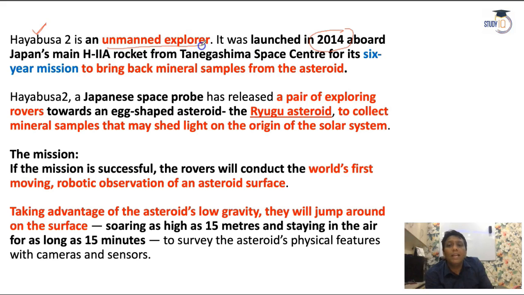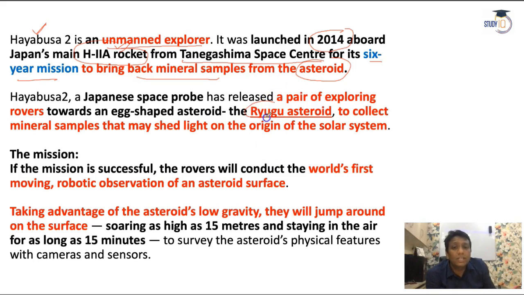It is an unmanned explorer, sent with the help of the H2A rocket from the Tanegashima Space Center. And that is a 6-year mission, guys. Over the last 6 years this mission has become successful, and it brought back a mineral sample from an asteroid. So this is the asteroid mission that will land on the surface of the asteroid. It is actually a kind of rover. The rover will carry the samples, as I told you, orbiter and a rover. The rover will land, take a sample, and come back to the earth, guys, and that sample of the asteroid you will check.